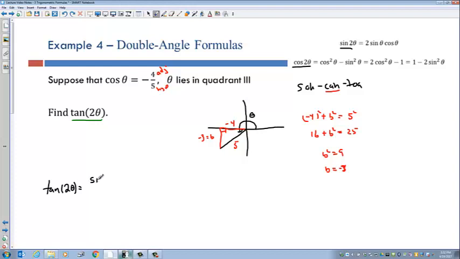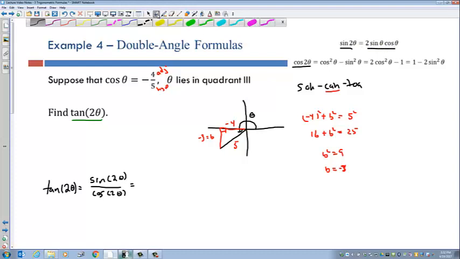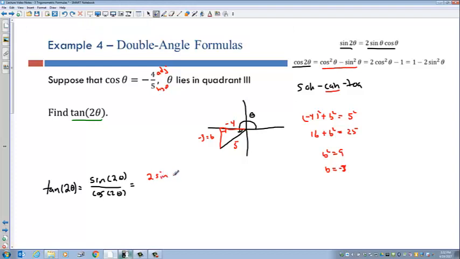And so what I can do here is I can rewrite this as sine of 2 theta divided by cosine of 2 theta. And that's equal to, then, I can use these double angle formulas. I can use this one. And it doesn't matter. You have 3 to choose from here, so it really doesn't matter which one you choose. So I always just go with the first one because it's the first one there. So on top, I'll have 2 sine of theta times cosine of theta. And then on bottom, I have cosine squared theta minus sine squared theta.